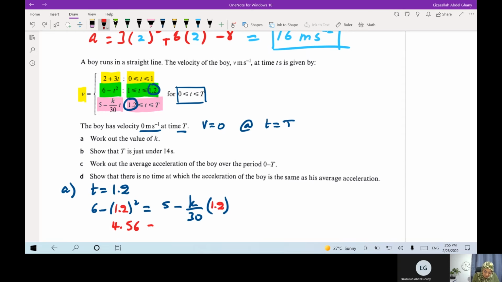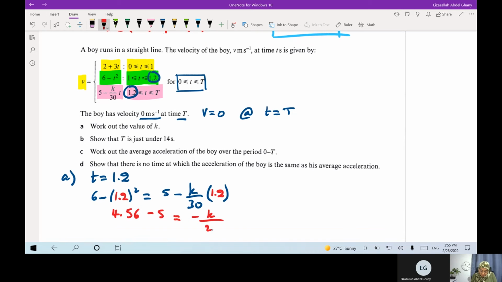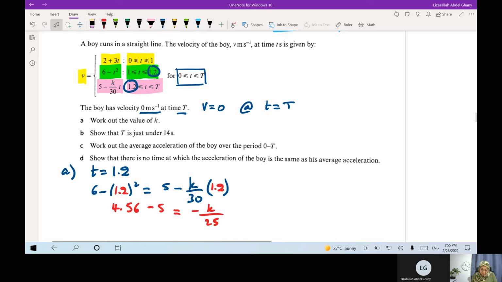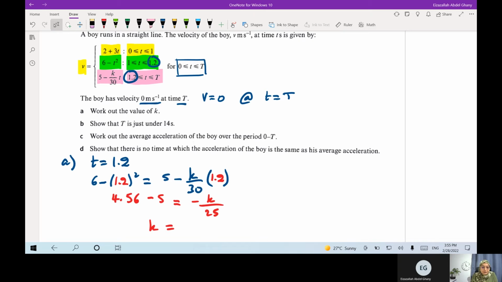On the other side, here is 5. It will be negative 1.2 over 30, which is k over 25. So we simply multiply both sides by 25. So k, to tell you the final answer, k will be 11.